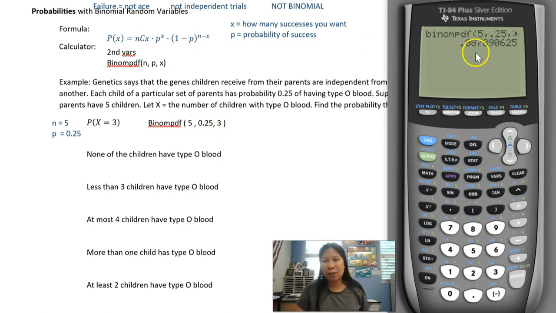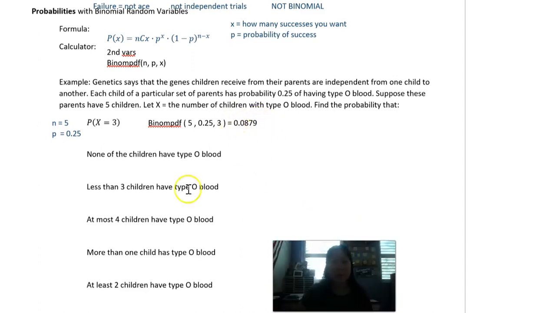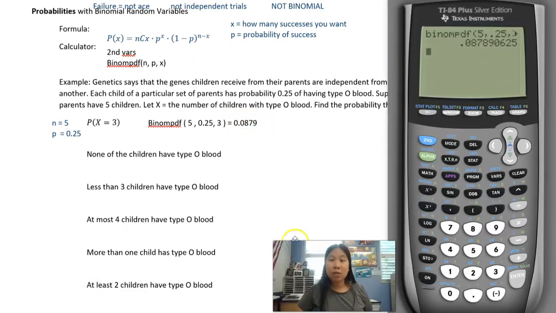And again, if you have like the older calculator where it doesn't list all the things that you need to type out, then what you're typing out should look like this. Binomial PDF of 5, 0.25, 3. Hit enter, you should get the same thing. And just as with any of our other probabilities that we've been doing, we're just going to stick to the 4 decimal places. Okay, let's try another problem.